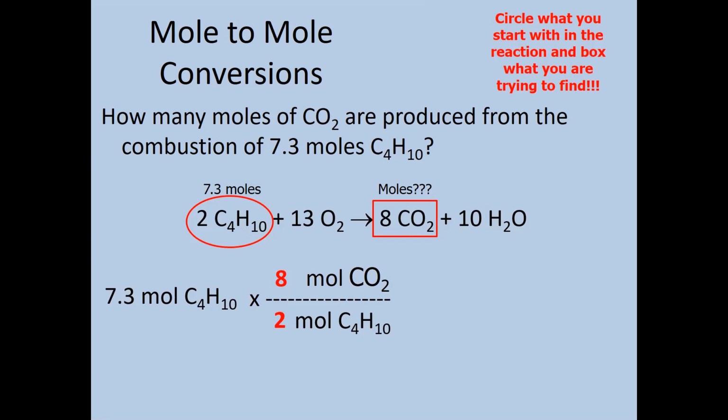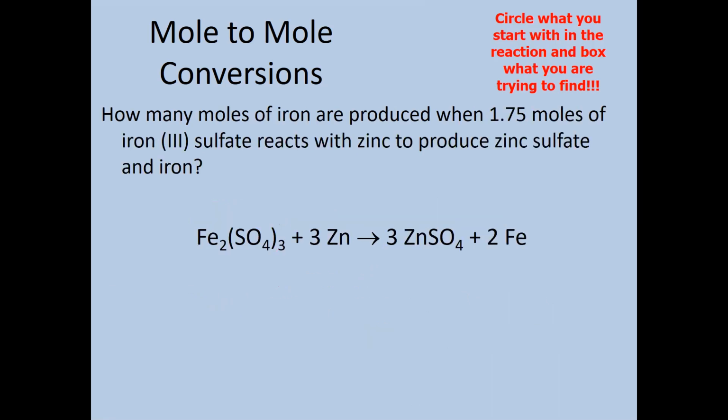So you're going to plug this into your calculator, 7.3 times 8, because it's on the top, divided by 2 because it's in the bottom, and that's going to give us 29.2 moles of CO2. But remember, we always base our sig figs off of our starting value for these kinds of problems, so we only need 2 sig figs. So we're going to have 29 moles of CO2 as our answer. Let's take a look at this next one.